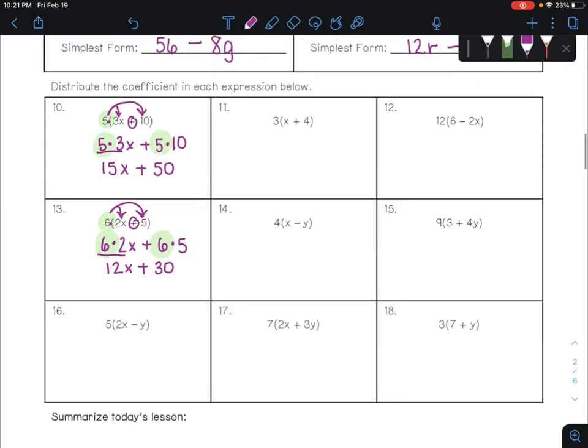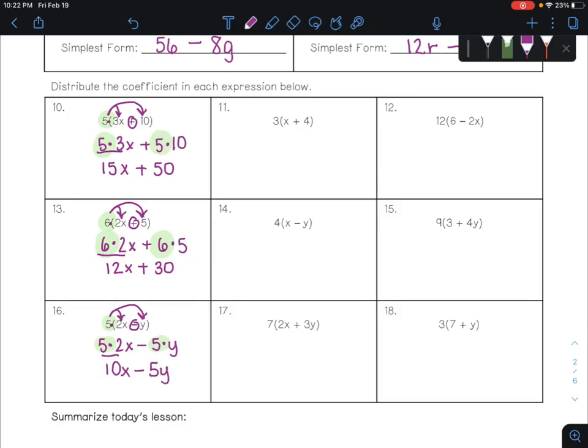One more down below. 5 times both things inside. So 5 times 2x minus 5 times y. Simplify. So 5 times 2 is 10x minus 5y.